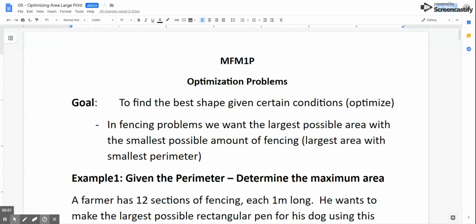Okay, we're going to summarize most of the work from this unit. We're looking at optimization problems. The goal in an optimization problem is to find the best shape given certain conditions, and that's what we mean by optimize. In fencing problems, we want the largest possible area with the smallest amount of fencing. In other words, largest area with the smallest perimeter.